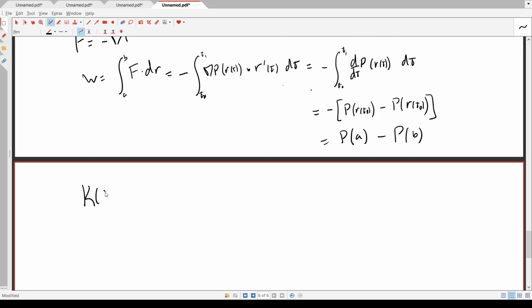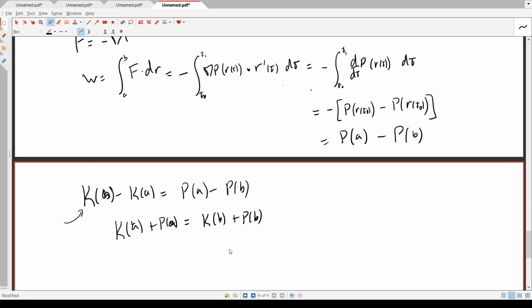So I have K of B minus K of A, and remember this stood for the kinetic energy, equals P of A minus P of B. So if I move things over to both sides, moving Ka over and Pb over, I get K of A plus P of A equals K of B plus P of B. Does anybody want to take a guess at what this P represents? That's going to be the potential energy.